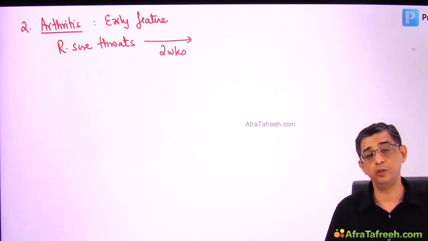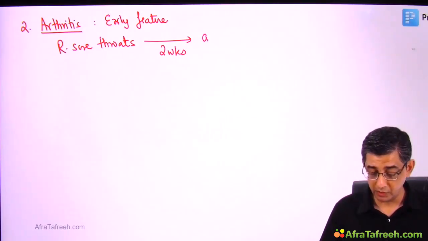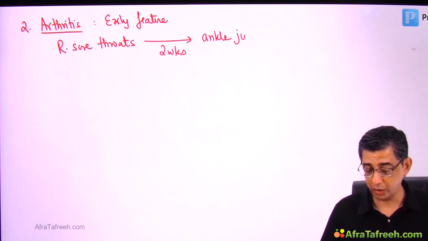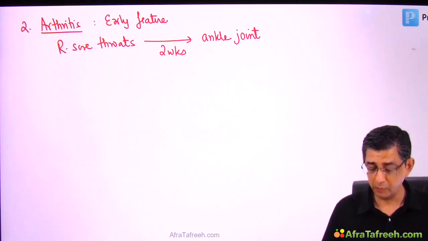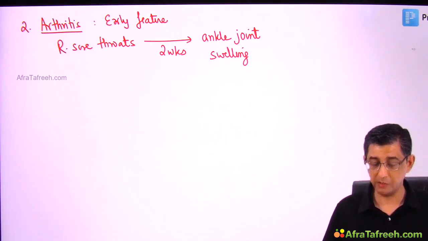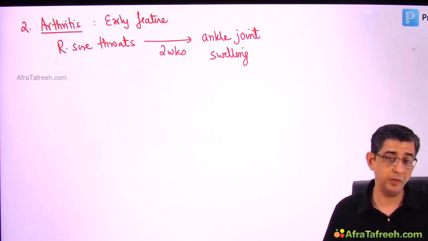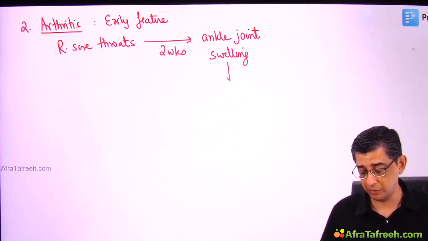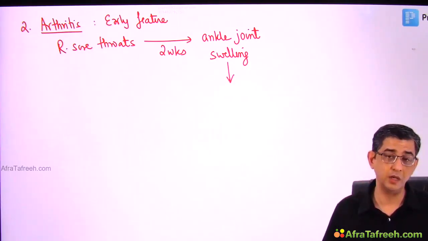Now let us see what the parents have to say. They said, sir, this child woke up in the morning, was crying a lot, and he was walking with a limp. So the mother noticed that the child is walking with a limp because he's having an ankle joint swelling. When this child is trying to walk, because of the pain component, he may not be able to go for defecation, he may not be able to take a bath, so the mother had to help him across.